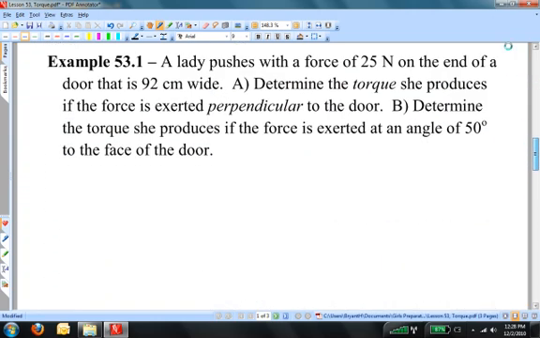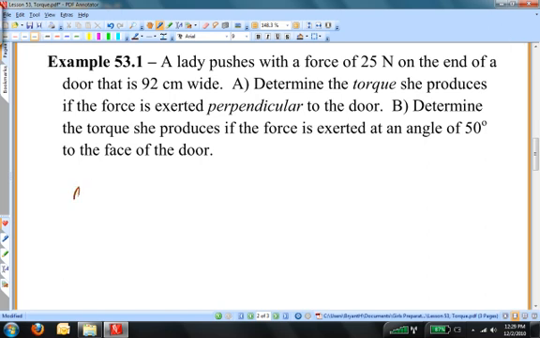The first example: a lady pushes with a force of 25 newtons on the end of a door that's 92 centimeters wide. A. Determine the torque she produces if the force is exerted perpendicular to the door. And B. Determine the torque she produces if the force is exerted at an angle of 50 degrees to the face of the door. We want to actually calculate what these torques are.